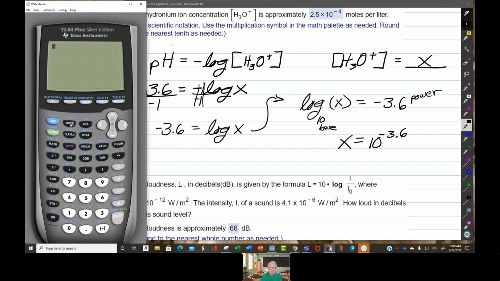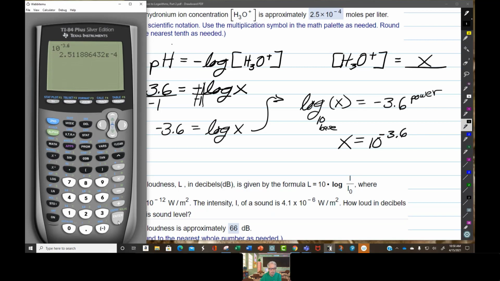Go to mode. Click. Here's the setting for scientific notation. Click. Enter. Your calculator is now set up to use scientific notation. So, here we go. 10 raised to the -3.6 power in scientific notation is this. Isn't that ugly?